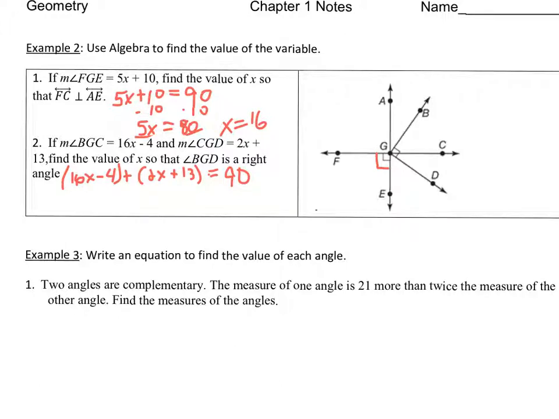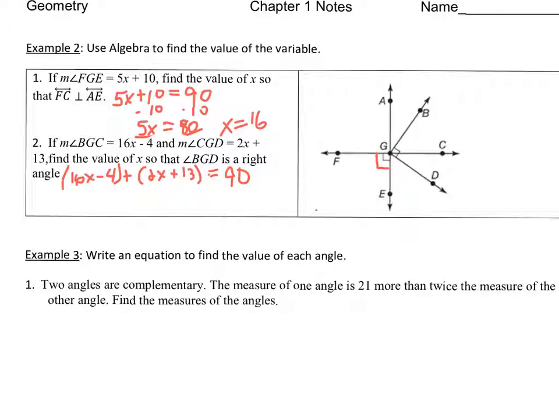All right, so for number two, if the measure of angle BGC is equal to 16x minus 4, and the measure of angle CGD is equal to 2x plus 13, find the value of x so that angle measure BGD is a right angle. By the way, on both examples here, for example 2, these are complementary angles. Hopefully you picked up on that.